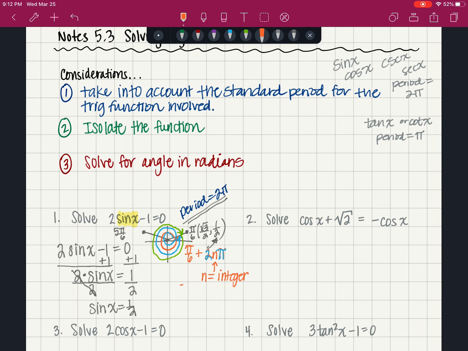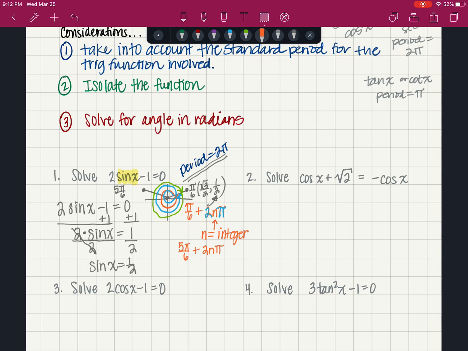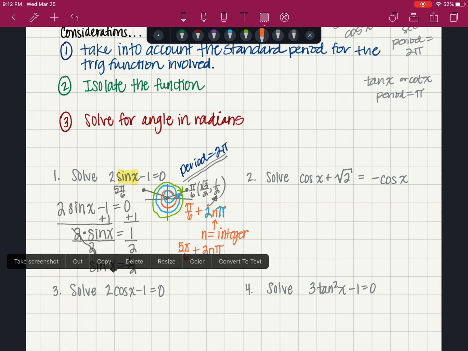Another solution is going to be 5 pi over 6 and every coterminal angle thereafter. So every 2 pi, that location repeats itself. So that value will repeat itself. So our 2 answers are, I sure didn't leave myself a lot of room here, did I? So let me move this.